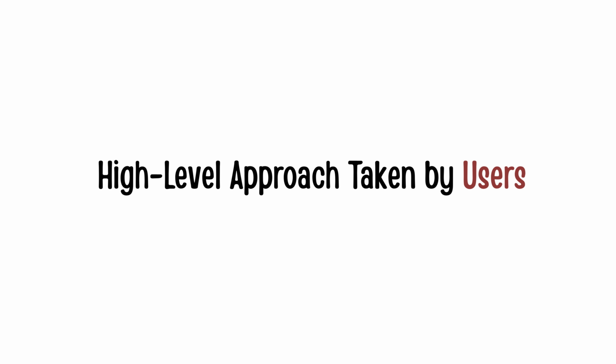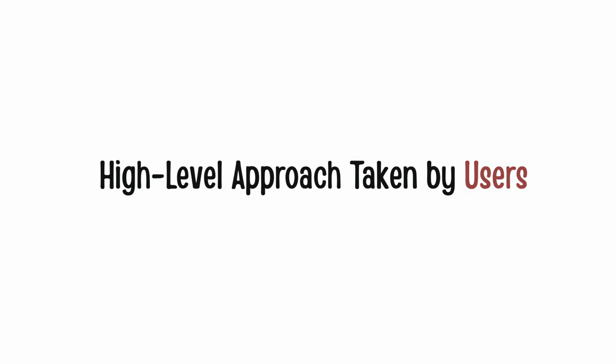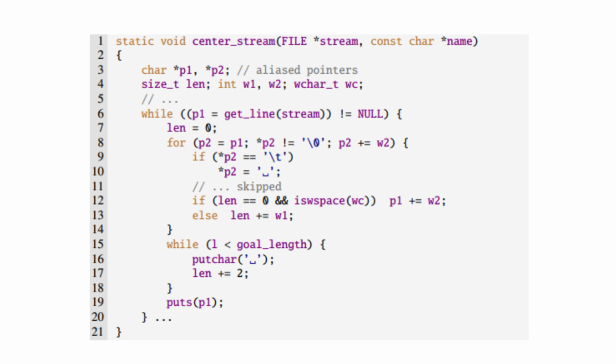Now we arrive at one of the most interesting parts of the paper. The researchers wanted to answer their first research question. What strategies do humans naturally use to translate C programs into safe Rust? To explain this, they begin with a simple example.